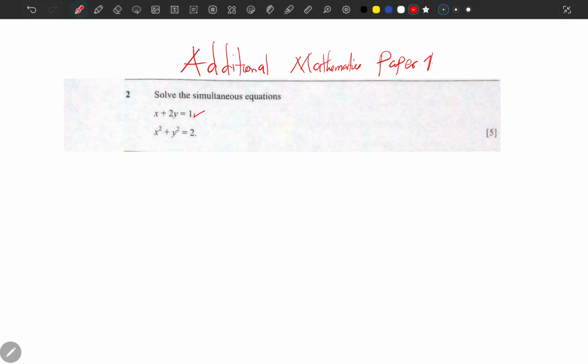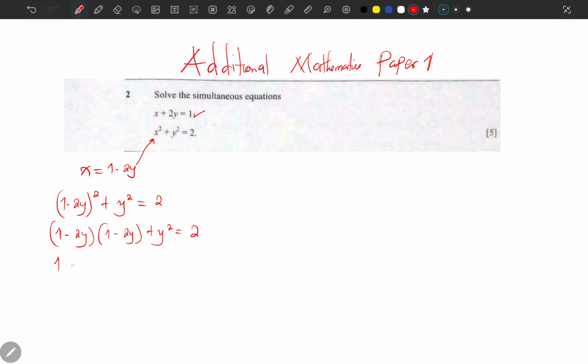You can make x the subject of the formula, so that x from there is equal to 1 minus 2y. Then we substitute here where there's x, meaning we have (1 minus 2y) squared plus y squared equal to 2. We expand this.